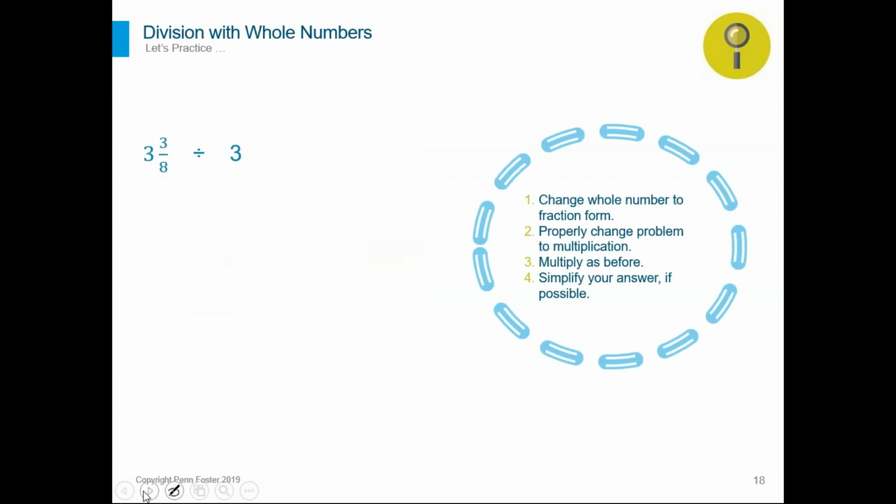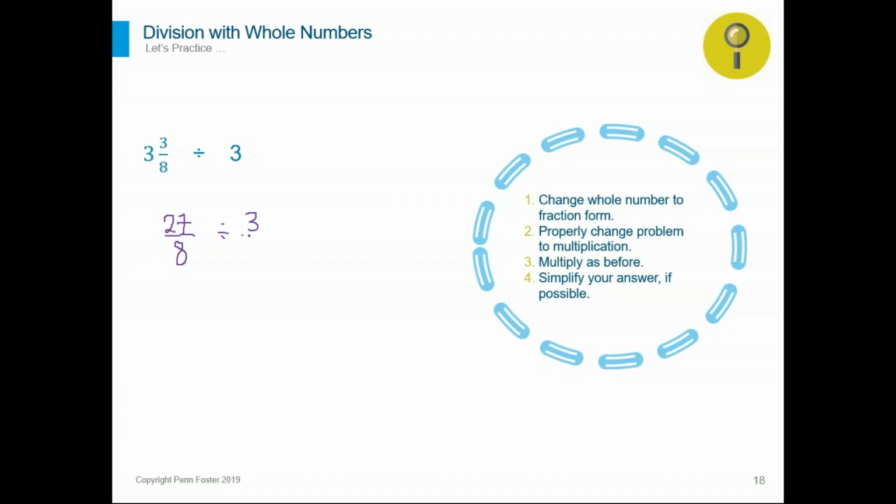Now, what if we have a mixed number divided by a whole number? Again, nothing new. We change the mixed number to an improper fraction and change the whole number to fraction form. This is all we have to do. So let's do it step by step. Change the first mixed number to an improper fraction by multiplying. 3 times 8 is 24. 24 and 3 is 27. 8 will stay as is in the denominator. We're still dividing. We did not change the problem to multiplication yet. We have to be careful when to change the problem to multiplication.